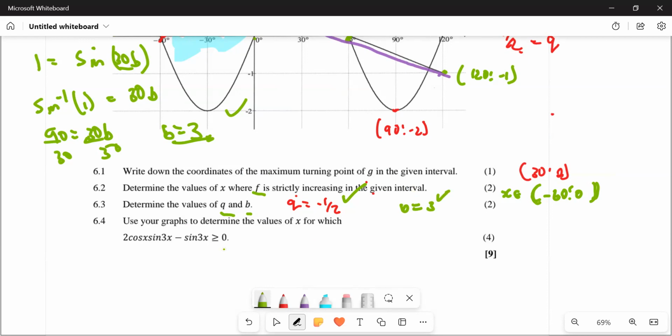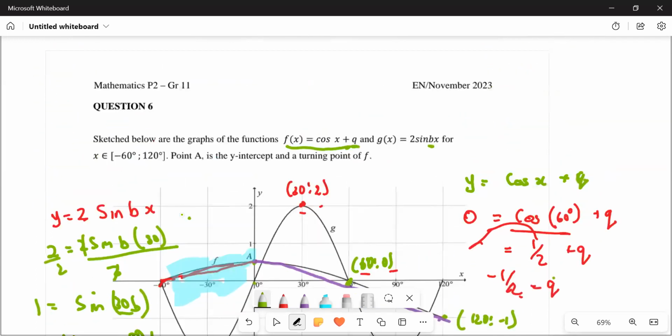1 mark, 1 mark. Use the graph to determine the values of x for which this is going to be greater than 0. So what do you have? You have 2 cos x multiplied by sine 3x, minus sine 3x, and they say this is going to be greater than 0. So now what is this here? You will realize something here. You already know what is cos of x. f of x is given as cos of x minus 1 over 2, like this.